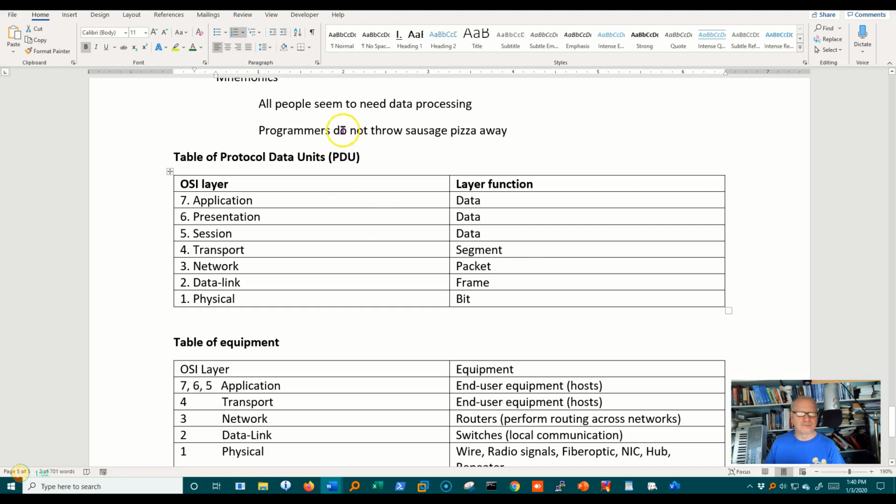Okay, so that's it for protocol data units. Next, we're going to take a look at some of the equipment involved at these various layers.